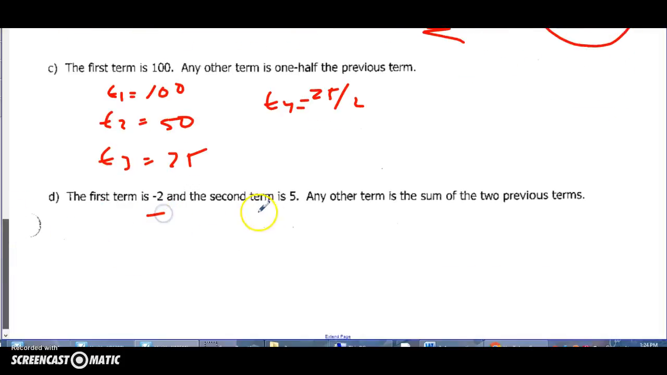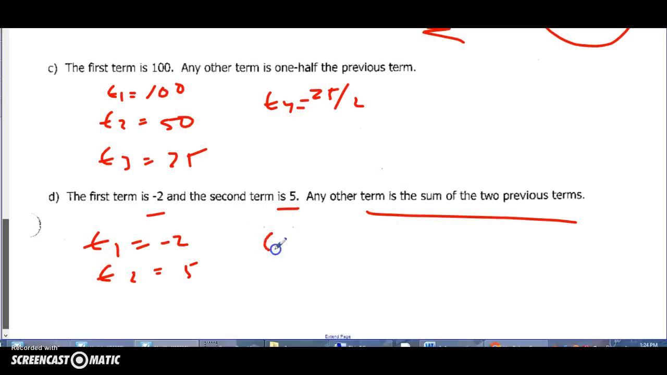The first term is minus 2. The second term is 5. Any other term is the sum of the previous 2 terms. Okay, so T1 is equal to minus 2. T2 is equal to 5. T3 is the 2 previous terms, so it's minus 2 plus 5, which is 3. T4, I'm going to take my previous 2 terms.